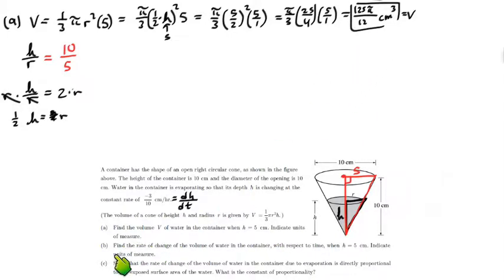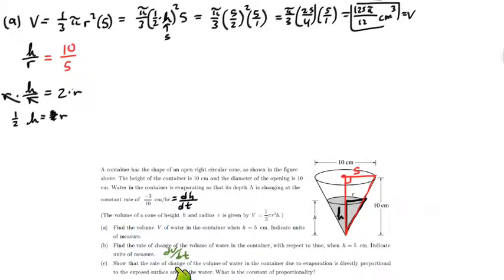All right, let's look at letter B. Find the rate of change of the volume of water in the container. Wait, isn't that what that is? With respect to time, when H equals 5, indicate the units of measure. So here, since we're looking for the rate of change of the volume, that's not dH over dt. That's the rate of change of the height. We're looking for dV over dt. So let's write that down. We got dV over dt. That's what we're looking for.